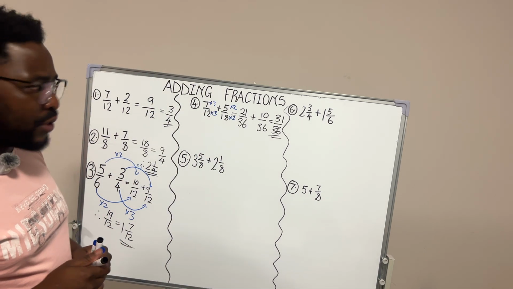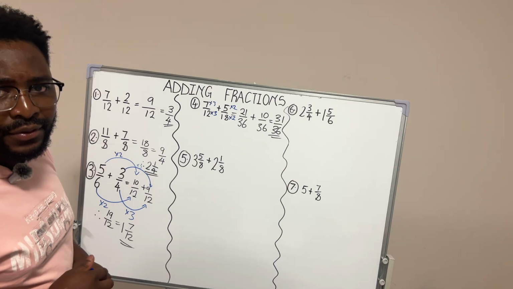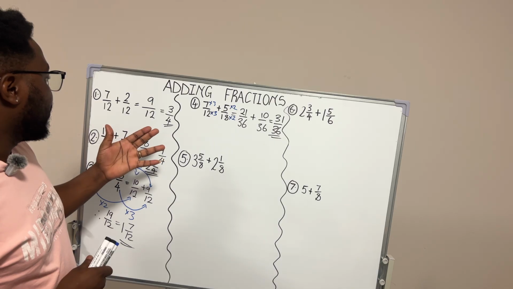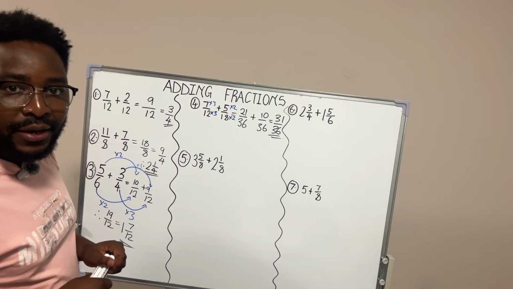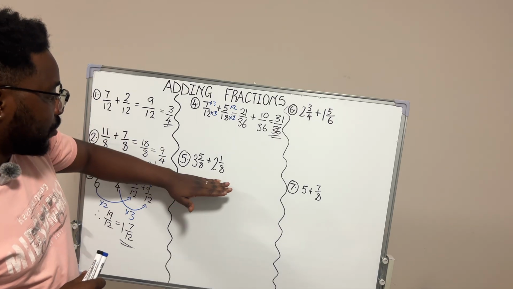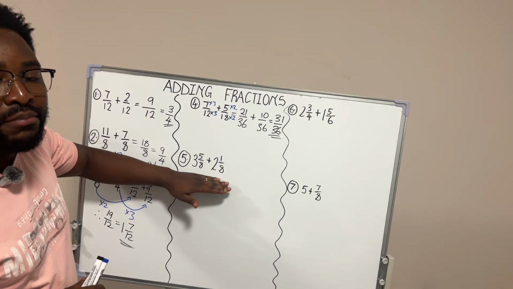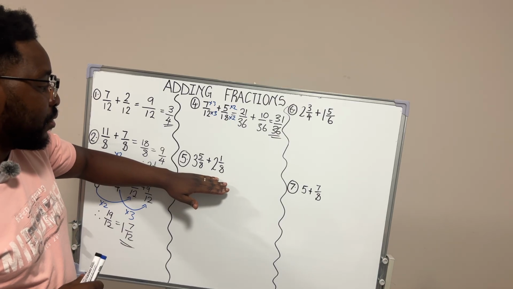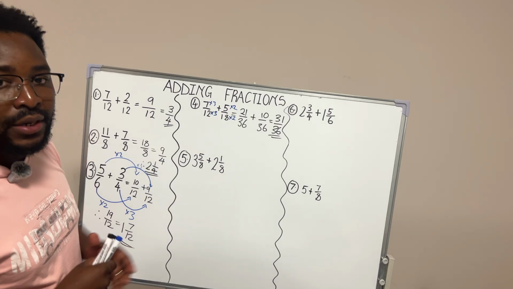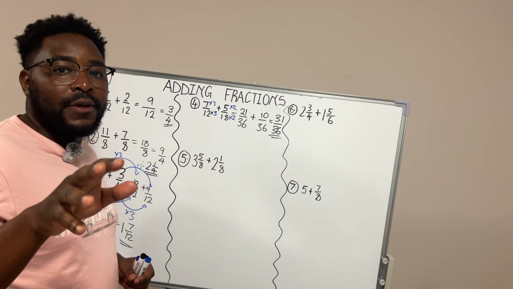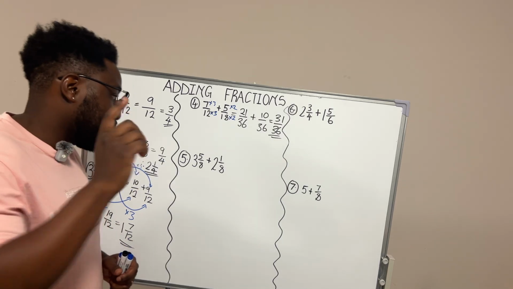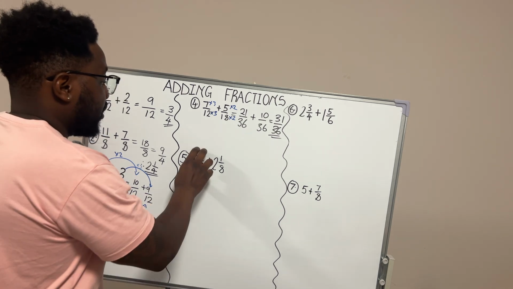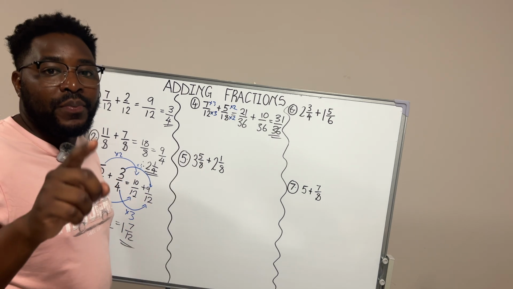Okay, so now let's move on. Let's look at question number 5. Question number 5 is different from the questions that we've just done. Now, this question number 5 involves mixed numbers, or rather mixed fractions, right? For us to solve this question, there are 2 ways in which we can solve it. The first way is we have to turn this mixed number into an improper fraction.